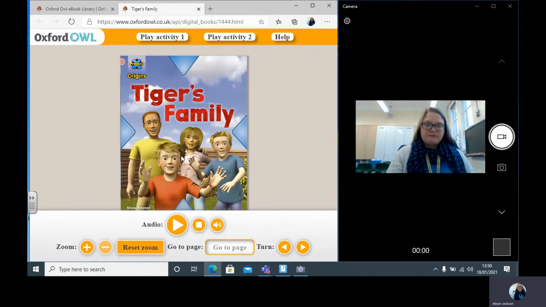Right, now we've looked at that, let's read our book again. Off we go. So the title is Tiger's Family. And there we can see Tiger in the front, and then we can infer that this is the brother, the mum, and the dad. Super. Okay, off we go.